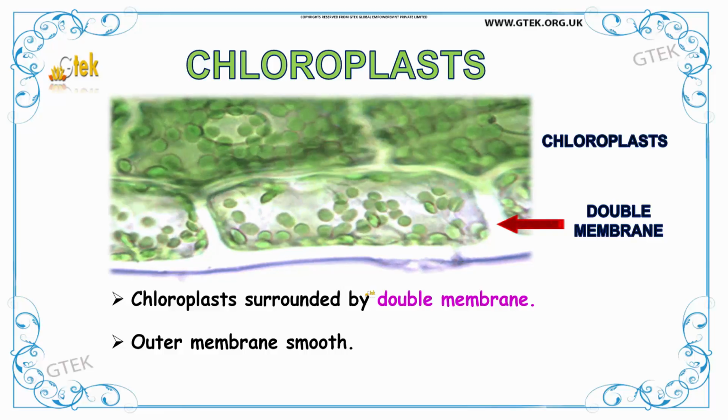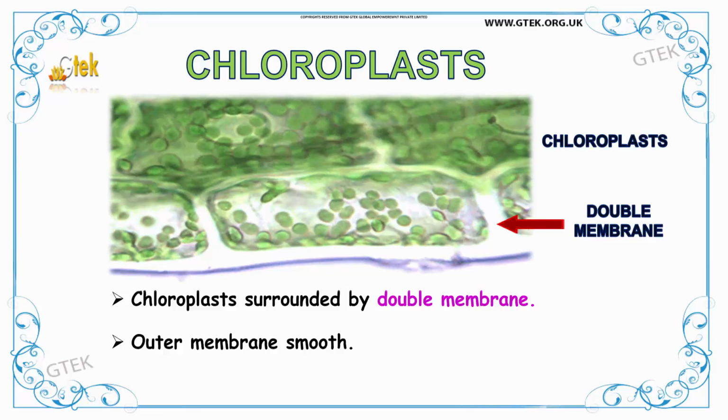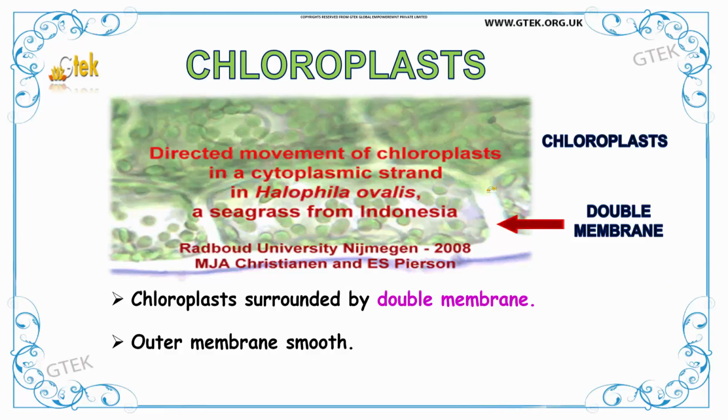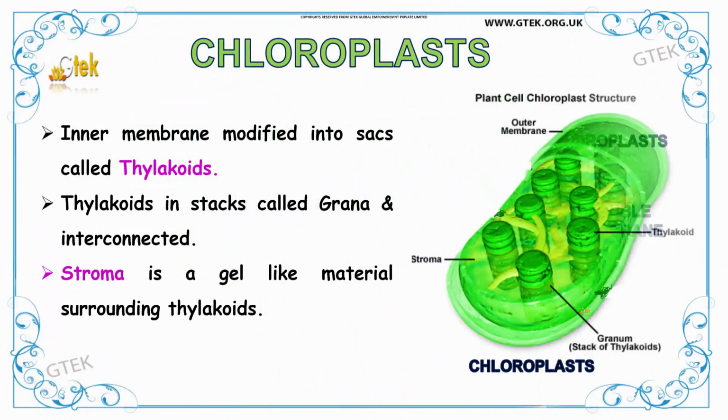Now we are going to see about chloroplasts. The chloroplast is surrounded by a double membrane. Here you can see the double membrane. The outer membrane is the smoother one and the inner membrane is modified into sacs called thylakoids. The thylakoids in stacks are called grana and are interconnected. Here the stroma is a gel-like material surrounding the thylakoids. You can see the stroma, thylakoid, outer membrane and granum of the chloroplast here.